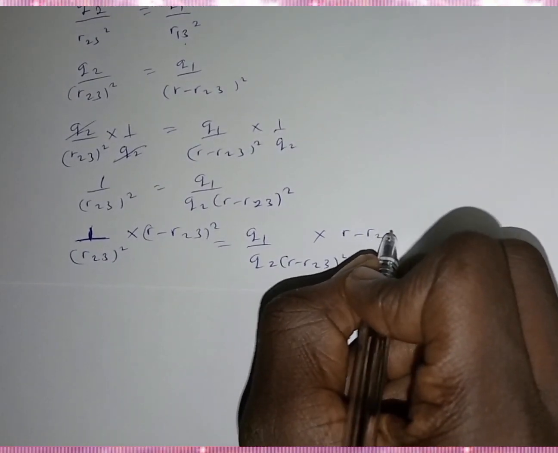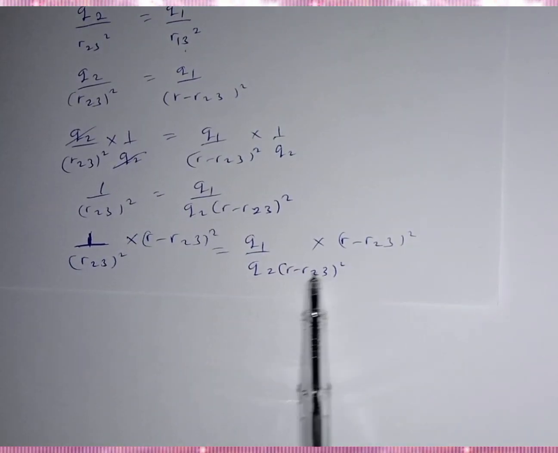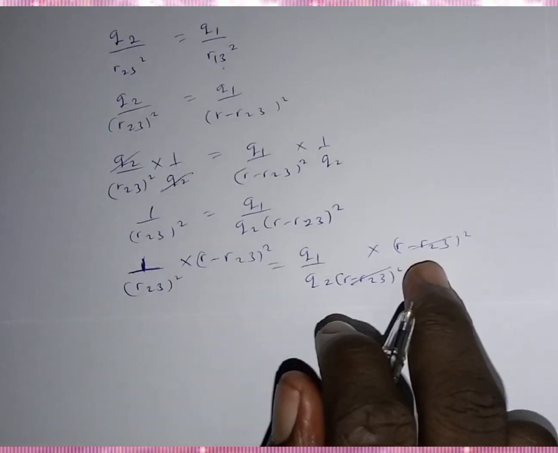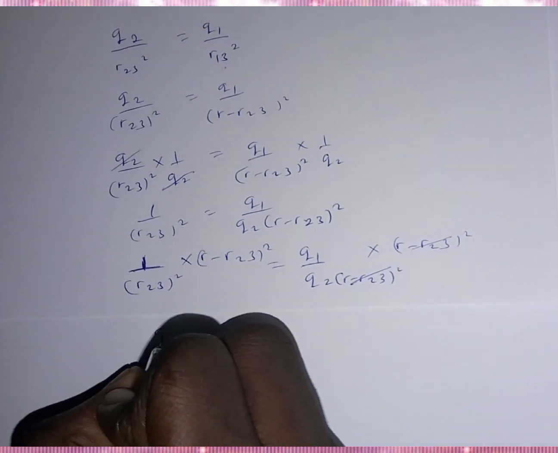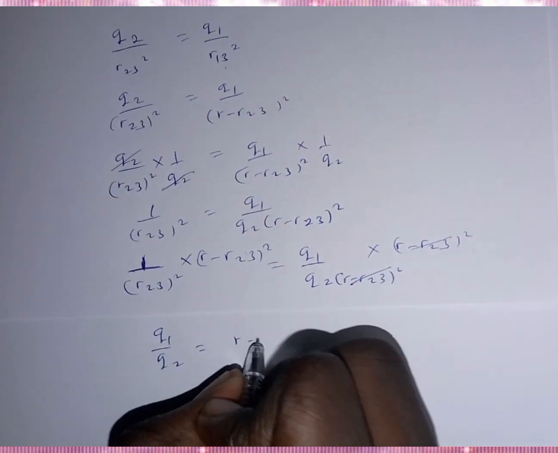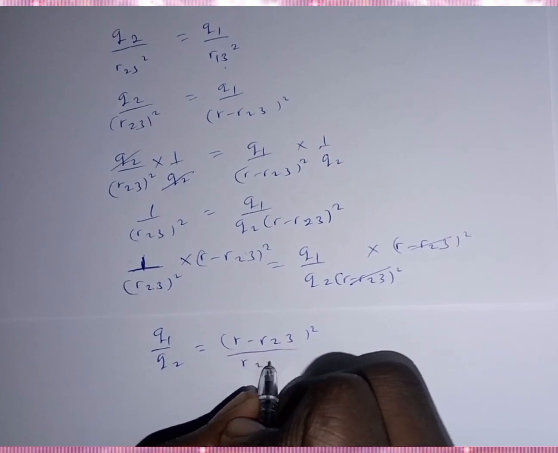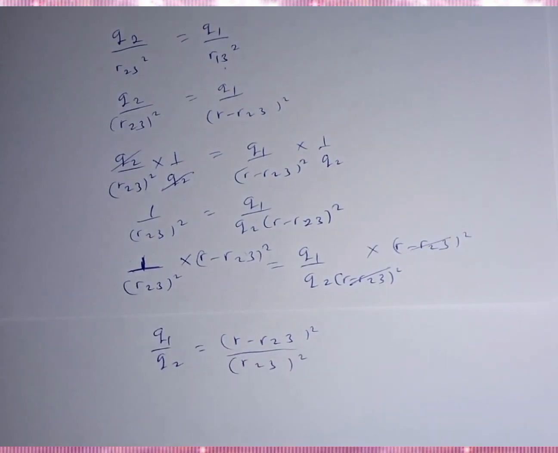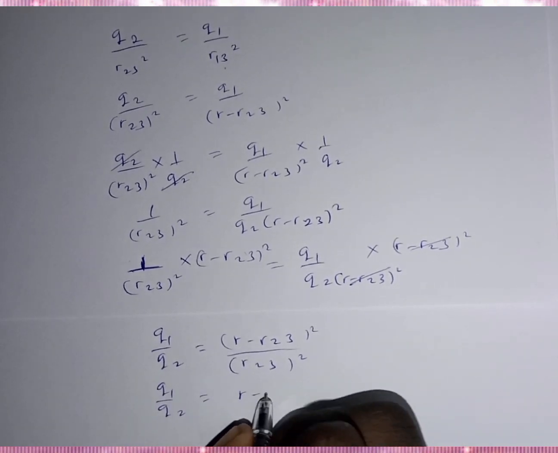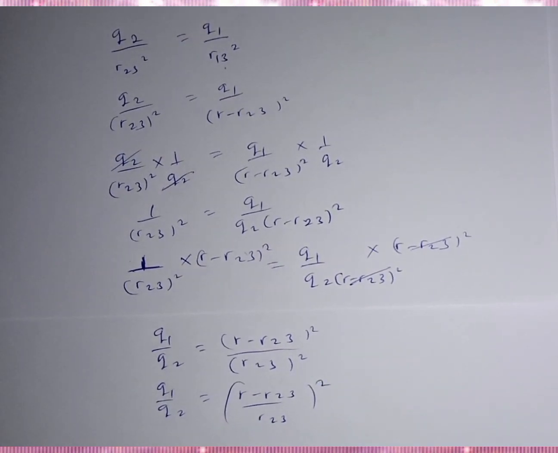Now the reason why we are multiplying through by this is in order for us to eliminate this. So you can see this cancels this. So therefore we are left with Q1 over Q2 equals, now 1 times this will be (R minus R23) squared over R23 squared. So Q1 over Q2 can now become (R minus R23) over R23. Now we can factorize the square.